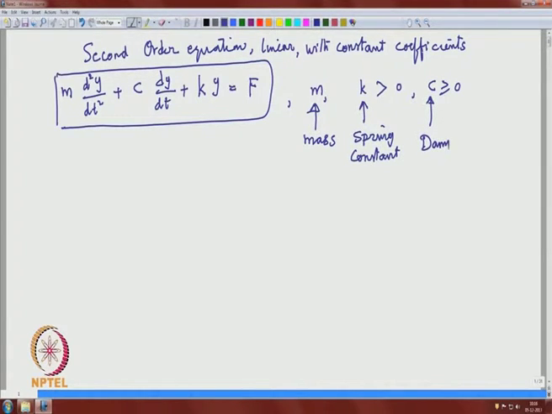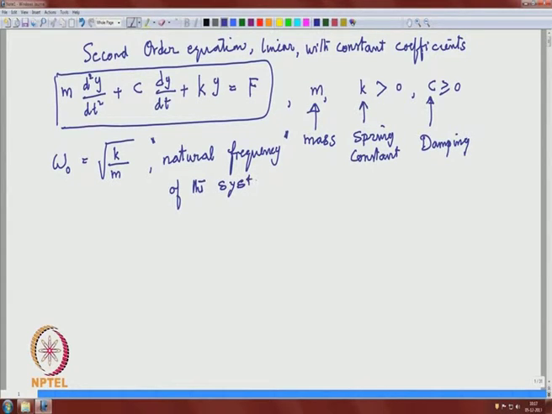So I want to analyze this equation extensively now and give you an interpretation. I will be introducing a few notions. I call omega naught equal to square root of k by m. This is called the natural frequency of the system. You will understand why it is called the natural frequency when you analyze it. When you develop a mechanical system, it has a natural frequency. We will introduce more and more notions.